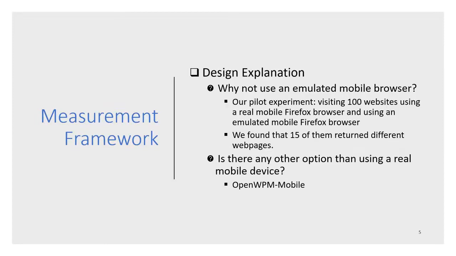Our framework uses a real mobile device and a real mobile browser for data collection. Regarding this, you might ask, why not use an emulated mobile browser? Well, to answer that question, we did a pilot experiment. We visited 100 websites using a real mobile Firefox browser on a smartphone and using an emulated mobile Firefox browser on a desktop device. We found that 15 of those websites returned different web pages to those two browsers. In other words, using an emulated mobile browser, you might have inaccurate data.